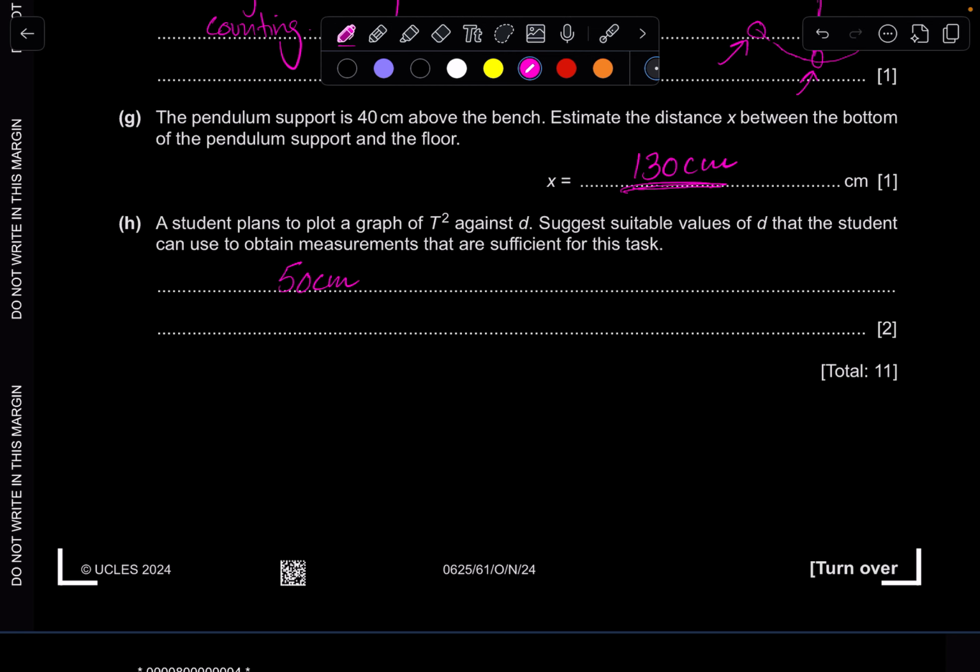And suggest suitable number of d. How many values we can take? We can take 5 values. Okay, you can write 5, 6, 7, but that should be at least 3. Okay, values that are taken for repeating the experiment, they should be more than 3, at least 3.